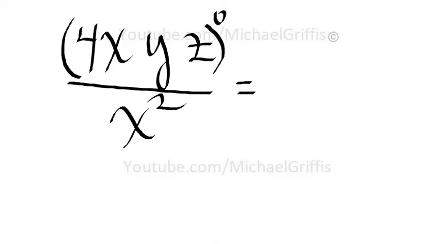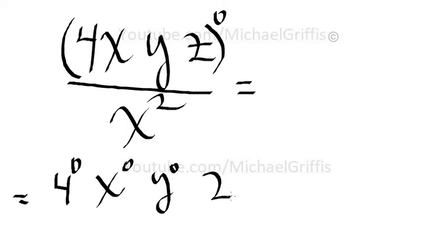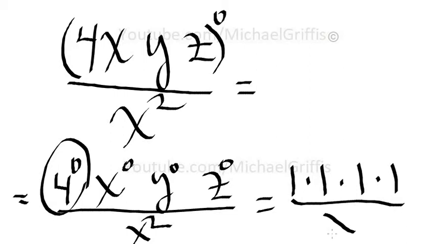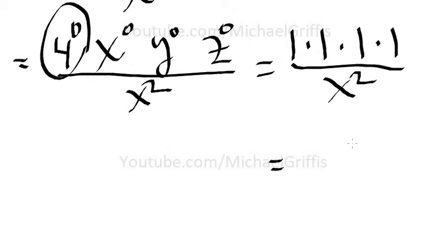Okay. So what is this? This is 4 to the 0, x to the 0, y to the 0, and z to the 0, and it's all over x squared. Well, remember, any number raised to the 0 is just 1. x to the 0 is 1, y to the 0 is 1, z to the 0 is 1. It's all over x squared. So once we simplify that down, what do we have? 1 over x squared. Yeah, that's simple.